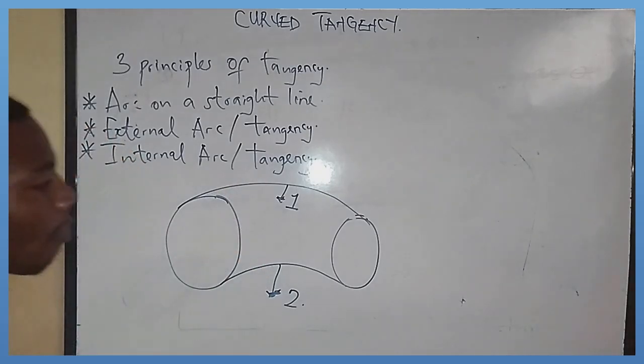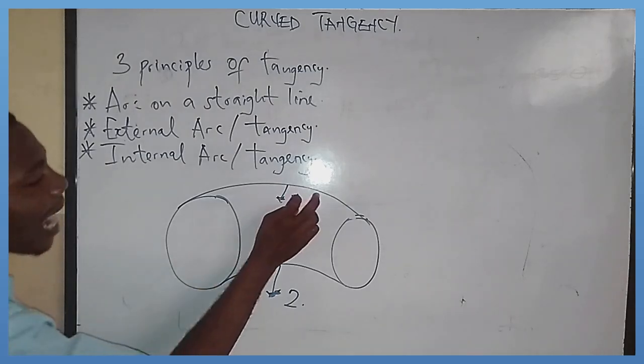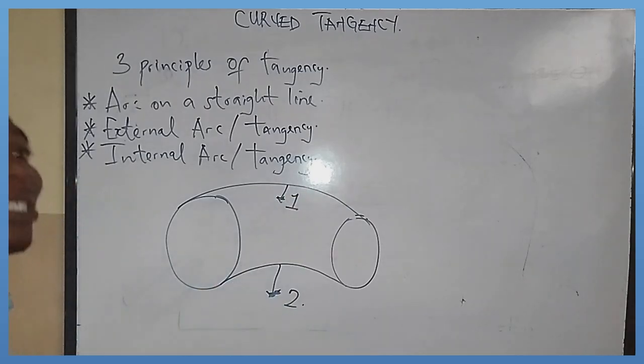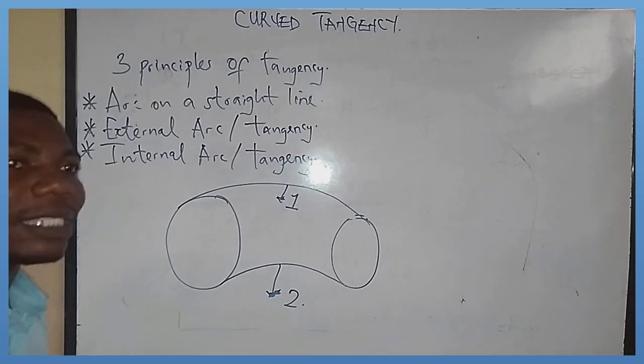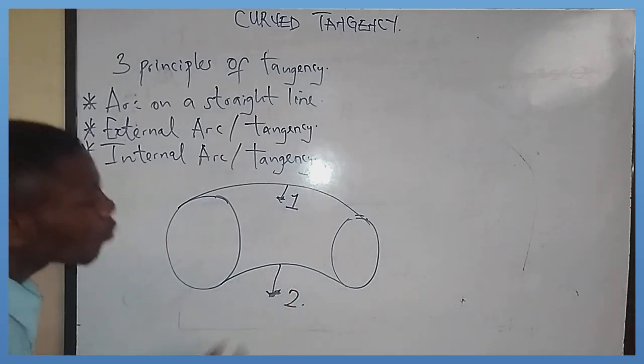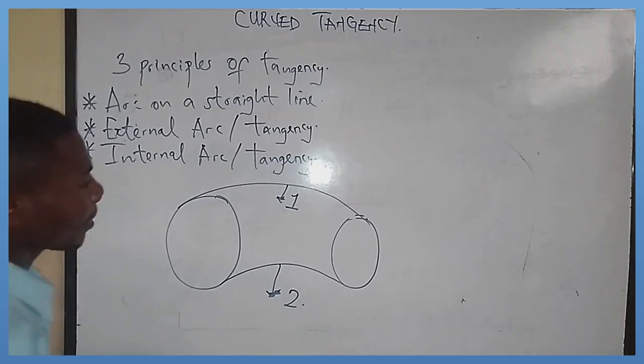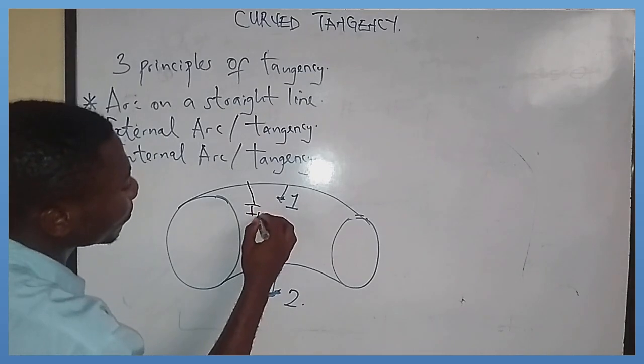Now back to this question on the board right here. This arc on the top is the internal arc. You'll be amazed. Why is it internal? Arc number 2 is external, and arc number 1 is internal.